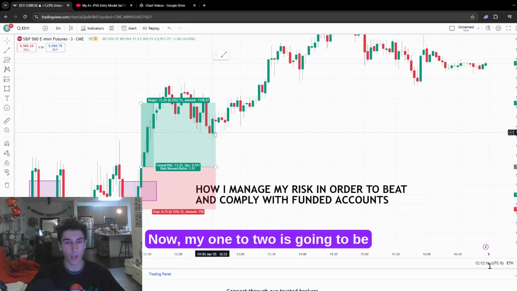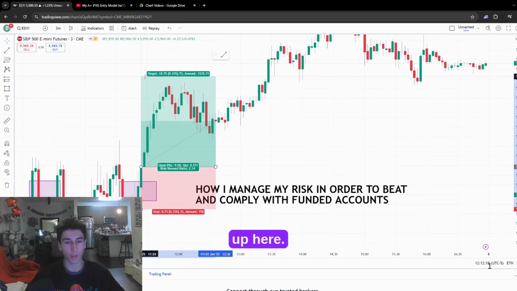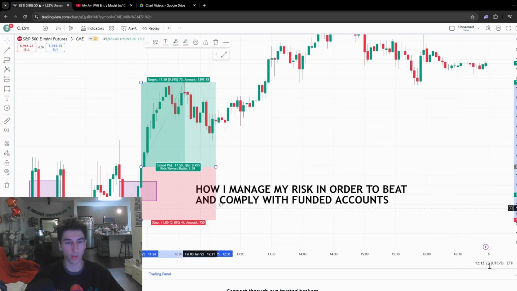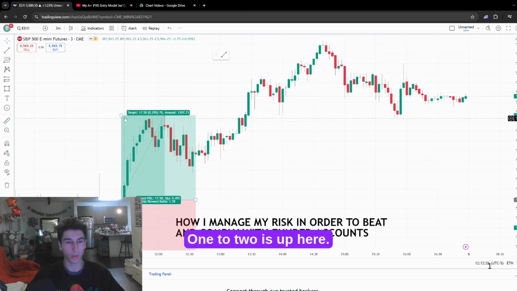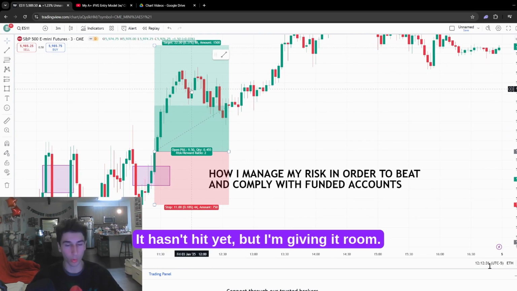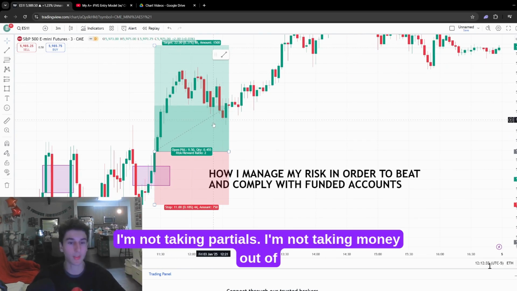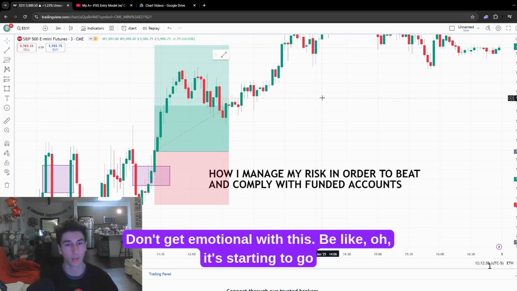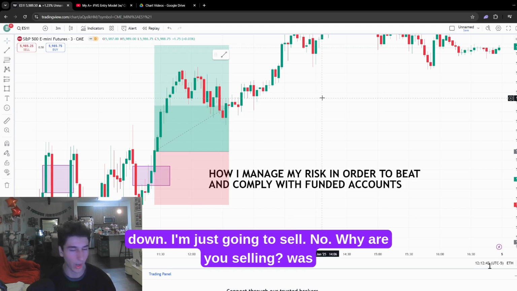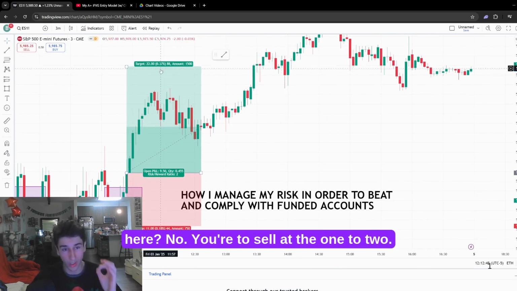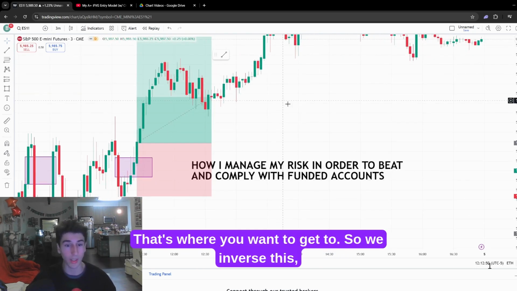Okay. Now, my 1 to 2 is going to be up here. Let's say I have it at my swing low. 1 to 2 is up here. It hasn't hit yet, but I'm giving it room. I'm not taking partials. I'm not taking money out of the trade yet because it hasn't hit my full target. Don't get emotional with this. Be like, oh, it's starting to go down, I'm just going to sell. No. Why are you selling? What was the plan when you entered the trade? Was the plan that you're going to sell right here? No. You're going to sell at the 1 to 2. That's where you want to get to.